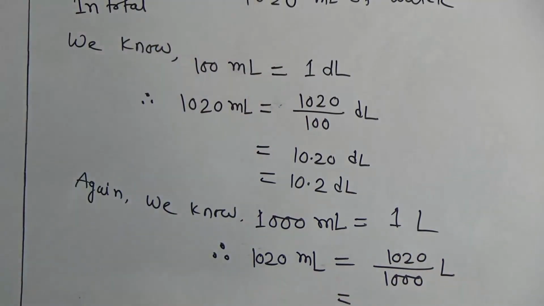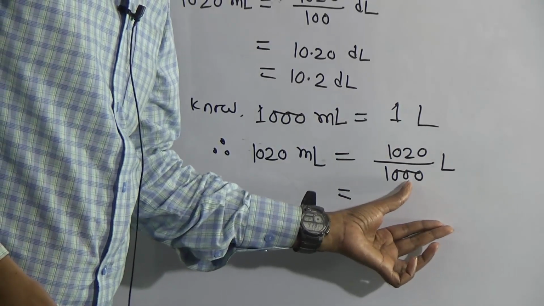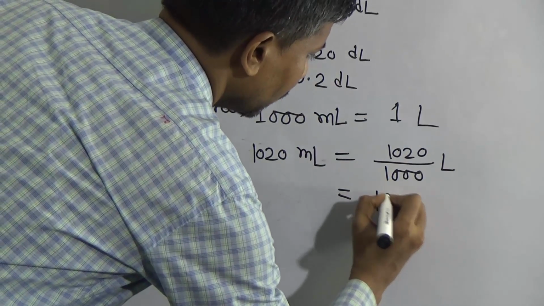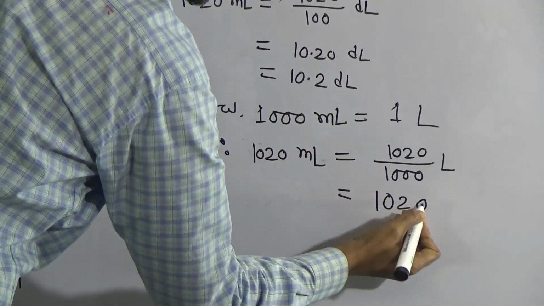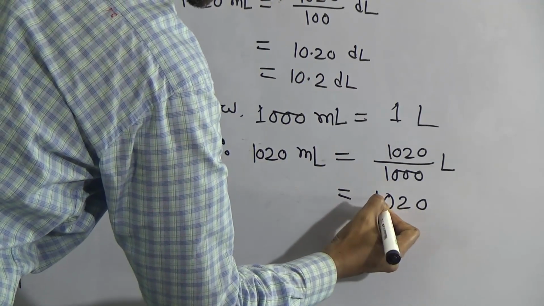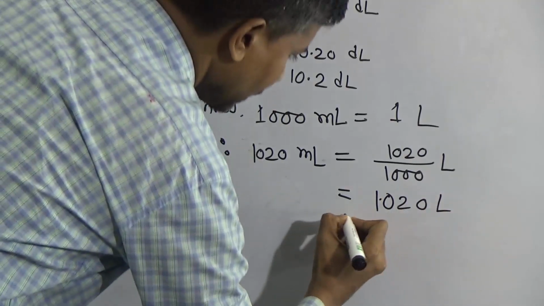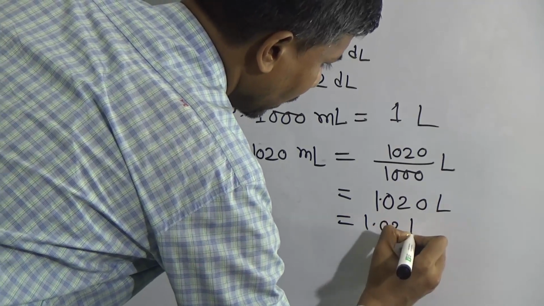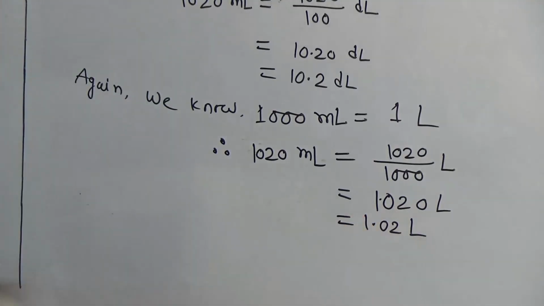Look here. You see how many zeros here? 1, 2, 3. That means write 1, 0, 2, 0. That means after 3 digits you have to put the point 1, 2, 3. Okay, student. This equal to what? 1.02 liter. Okay, 1.02 liter.